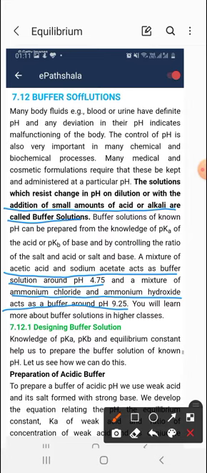Fine. It means if you add, by mistake, a small amount of acid or alkali, this buffer solution will resist that small change. But a large change, obviously it will not be able to control, but if you add a small amount of acid or alkali, it will resist some change in the pH.